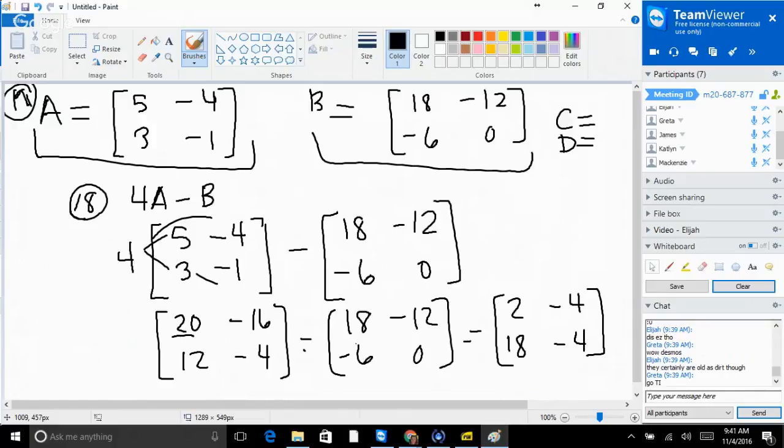All right. So that's how you do those. I just wanted you to be aware of what that looks like as an equation. Okay, so everybody good on that? Yep.